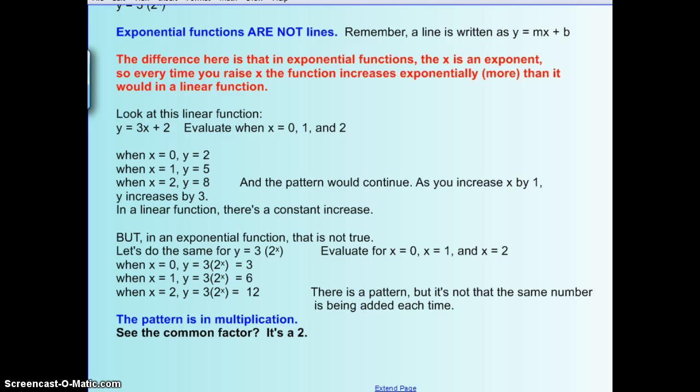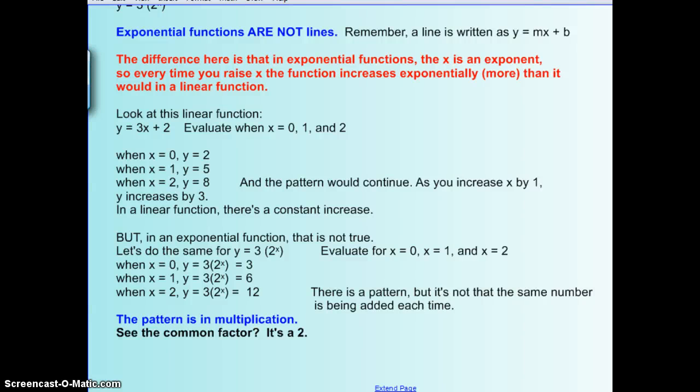If we do the same thing for y equals 3 times 2 to the x and evaluate it for x equals 0, x equals 1, and x equals 2, you're going to find that when x equals 0, y is 3. And when x equals 1, y is 6. If you stop there, you might think, oh, you're just adding 3 each time. But look what happens when you calculate x equals 2. When you do that, y equals 12. Okay, so something different is happening here.